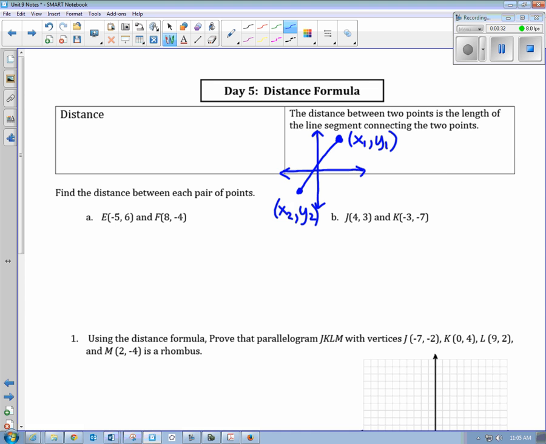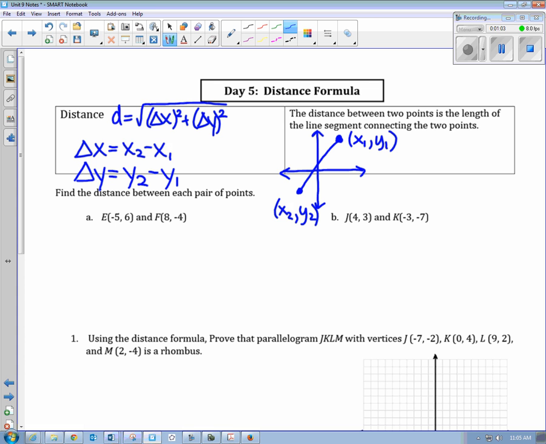To use distance formula, d equals the square root of delta x squared plus delta y squared. To use that, we have to know what delta x and delta y stand for. So delta represents change. So delta x means the change in the x's, which means what's the difference between them, so we subtract them. Delta y, therefore, means the change in the y coordinates, or what do we get when we subtract them? You want to make sure you're subtracting in the same order.